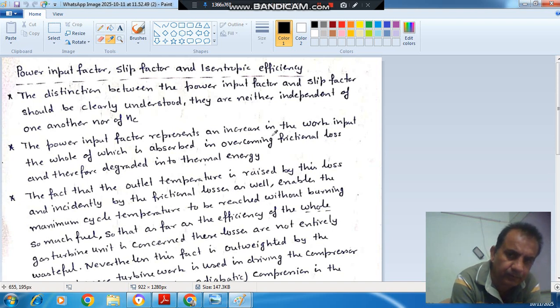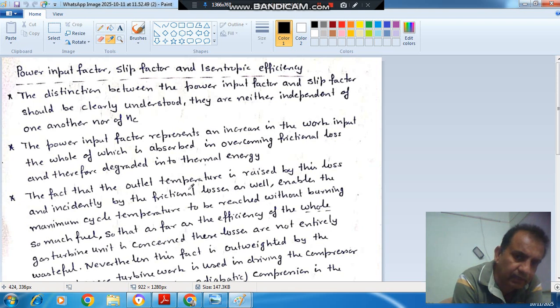Considering power input factor, we have to supply more work, so that work is changing into heat energy. Work is high grade energy and heat energy is low grade energy, so energy is changing from high grade to low grade. That is a loss. We can analyze that this is a loss, as high grade energy is changing into low grade energy.